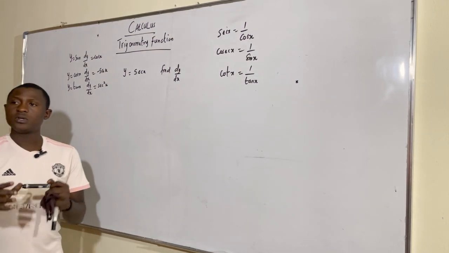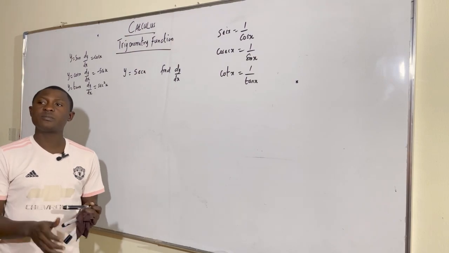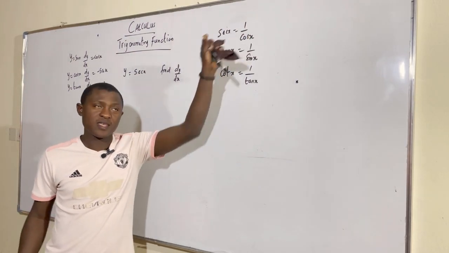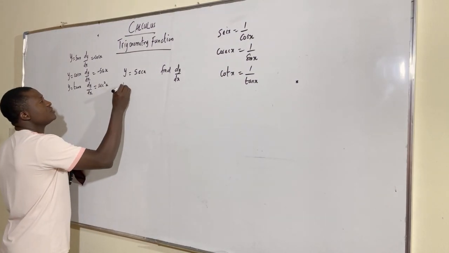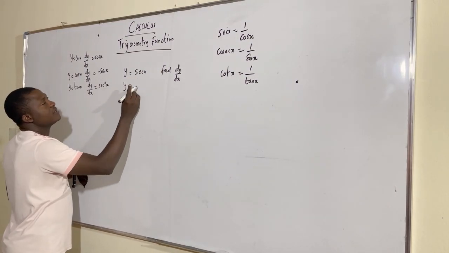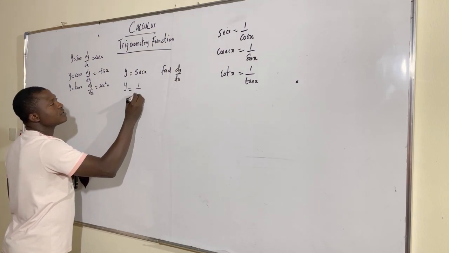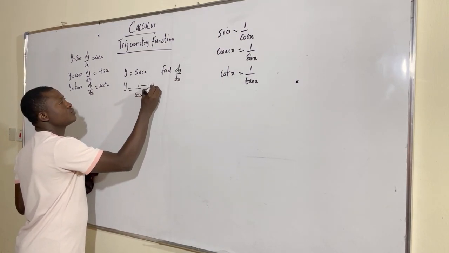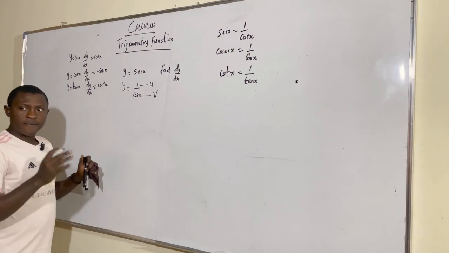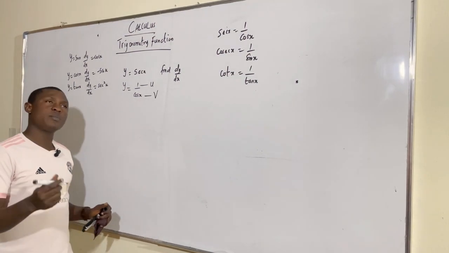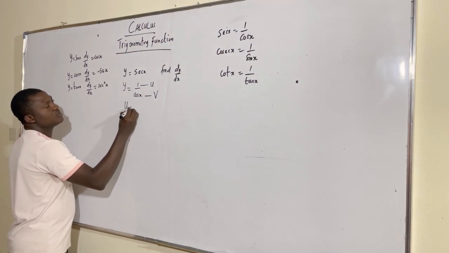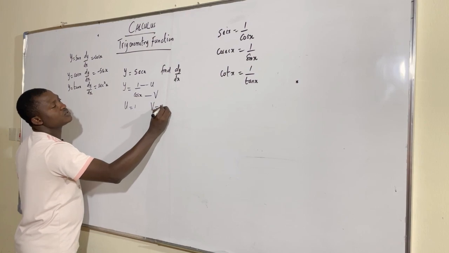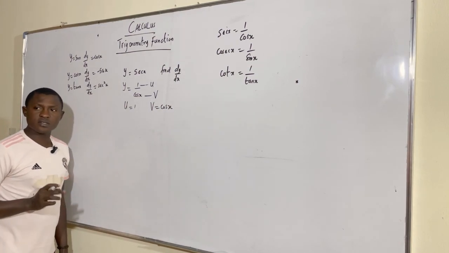I will still go along with the same method or the same pattern. So I know sec x is nothing but what? Yeah. So here I can have this one to be y. Instead of writing sec, I'll just have 1 over cos x. Since you have fractions, this is going to be u, and this is going to be v. I will still use the same approach. So now our u is equal to 1, the one we have at the numerator. Then our v is equal to cos x, the one we have at our denominator.